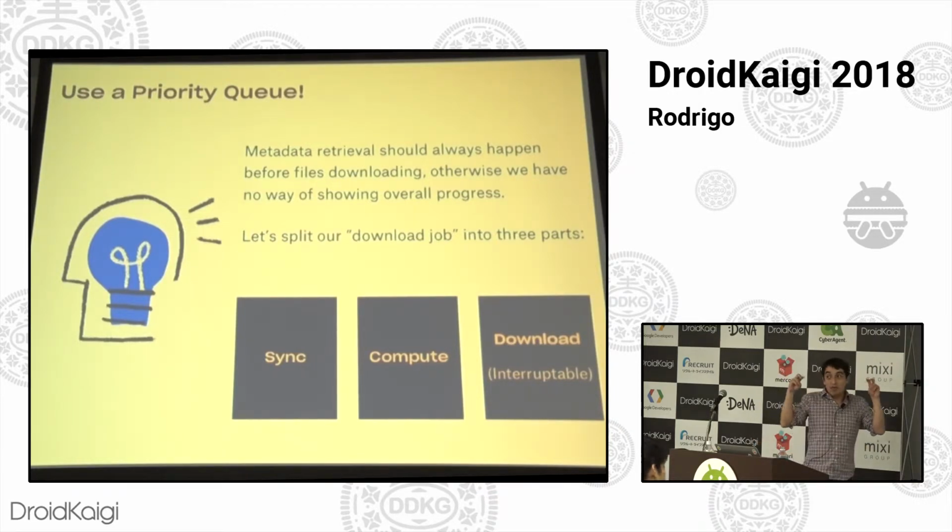So let's split our download syncing into 3 parts. 1, syncing, which is the metadata syncing. 2, computing, like what has changed and what do I need to download. And number 3, actually doing the download. And as I said, download can take a lot of time. So if you're downloading 10,000 files, then you want to make that job interruptible, because the first thing that you want to do is sync the metadata. So if you're downloading a file, then interrupt, and then download the metadata for another folder, and then keep going. So that's an architectural change right there, right?